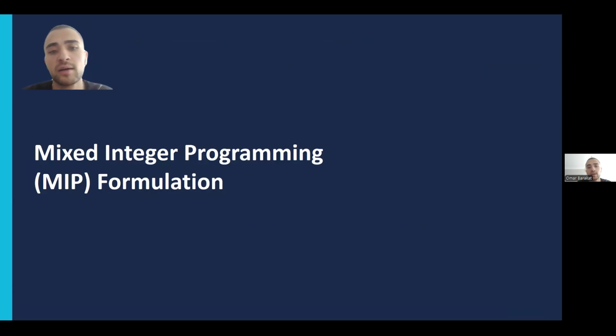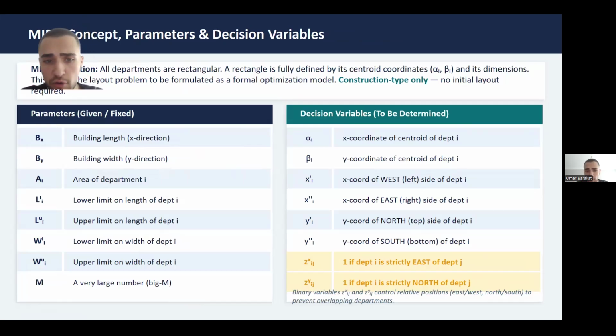Now, let's talk about our concept and parameters for mixed integer programming. The mixed integer programming formulation treats the facility layout problem as a formal optimization model. The key assumption, all departments are rectangular. Under this assumption, specifying a department's centroid coordinates and its length or width completely defines its location and shape. No other layout algorithm models departments this precisely.